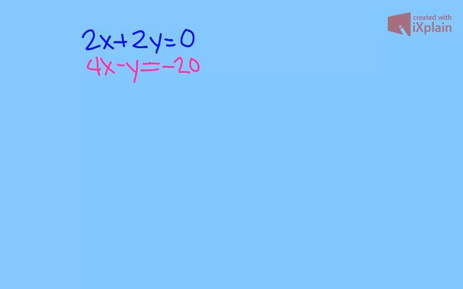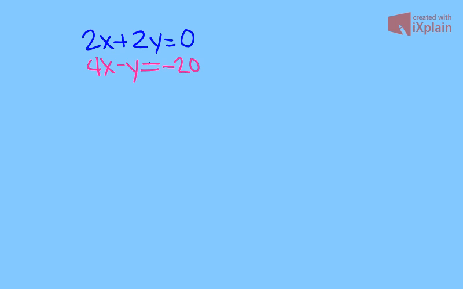Okay, today I'm going to be talking about systems of equations and how to solve them using substitution. So here we have two equations. We have 2x plus 2y equals 0, and then our second equation is 4x minus y equals negative 20.